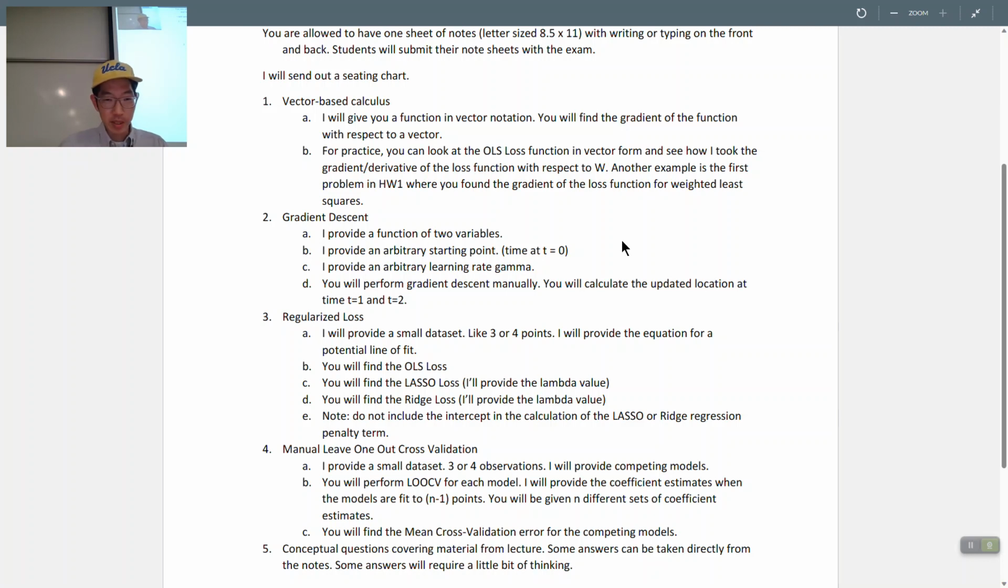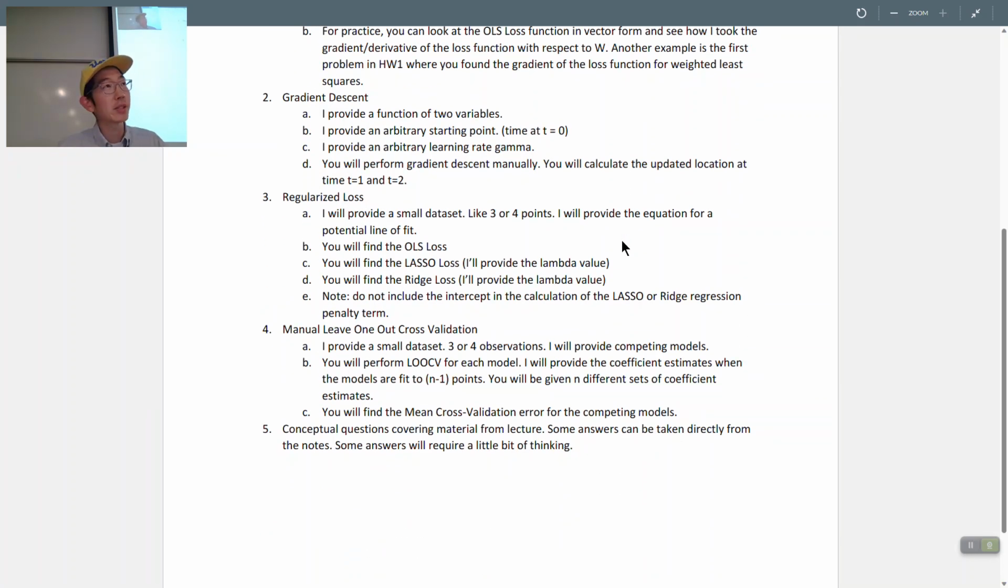Next, regularized loss. I'll give you a tiny little data set, maybe 3 points, 4 points, something like that. I'll give you an equation for the potential line of fit. With that, you'll figure out what the OLS loss is, and then you'll figure out the lasso loss, and the ridge loss. I think that one should be pretty quick.